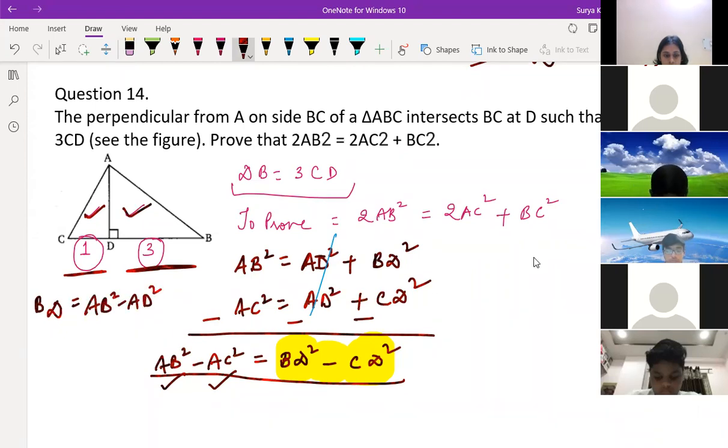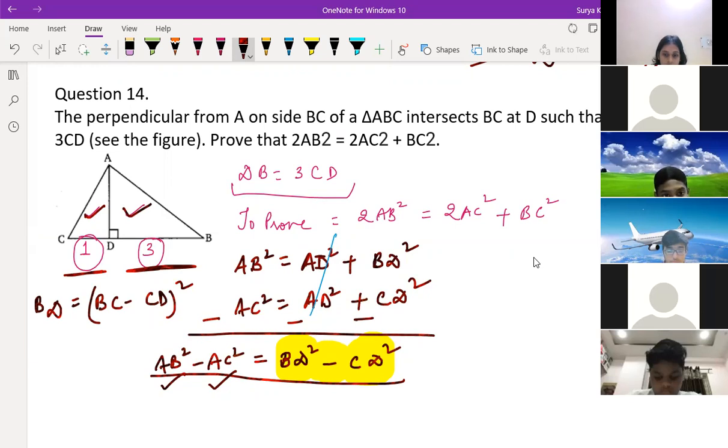And we can also write like. But again, AD is unknown, no? Again, AD is unknown. So to get BD, BD is equal to BC minus CD. What others? We can write BD as BC minus CD. This is how you can write.